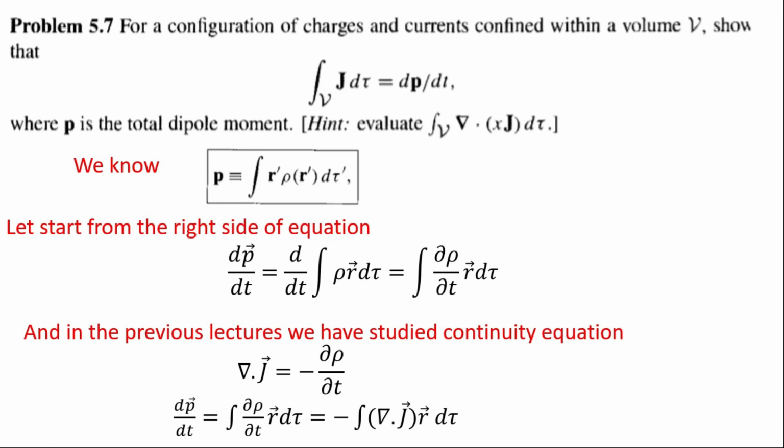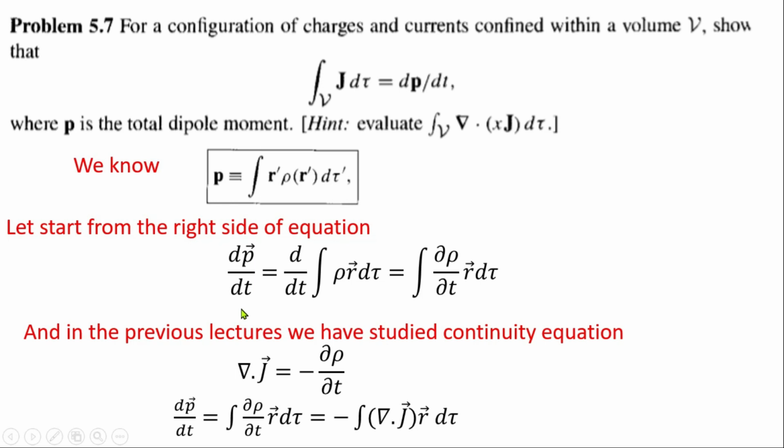Let's start from the right side of the equation. dp over dt is equal to d over dt of the integral rho r d tau. We have put the value of p here. Then d over dt is taken inside the integral, so we get the integral of partial rho over partial t times r d tau.